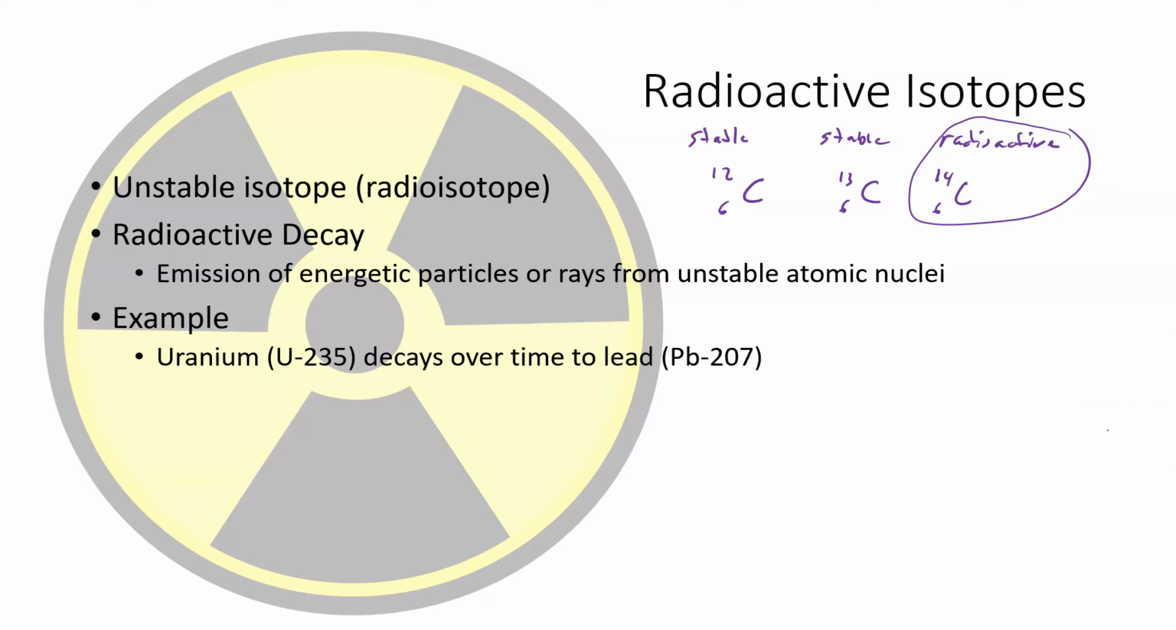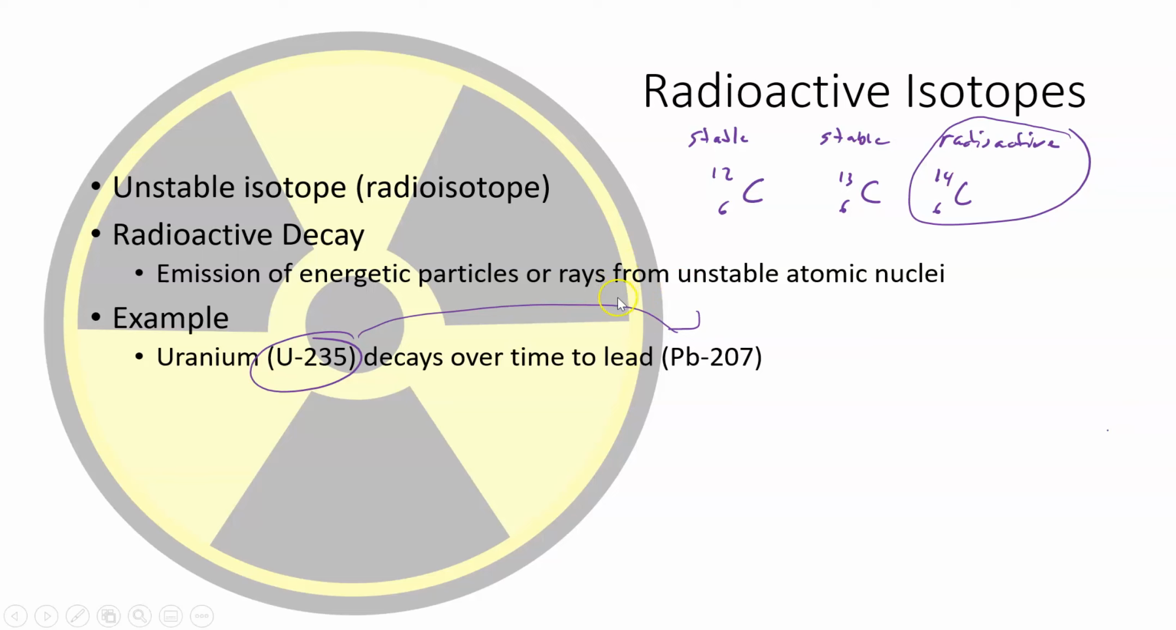Another example is uranium-235, which is one of our primary fuels for nuclear power. It will decay over time to become lead. It will undergo several different types of decay. It's called a decay chain. We won't get into that right now.